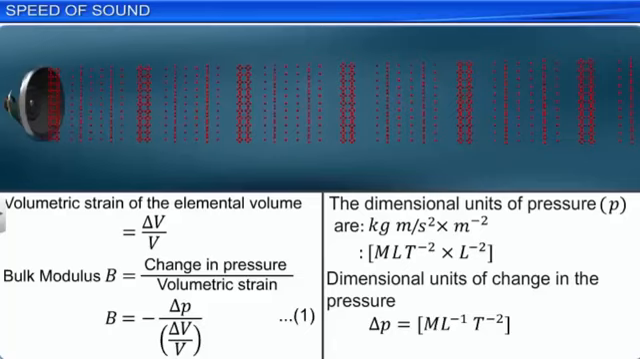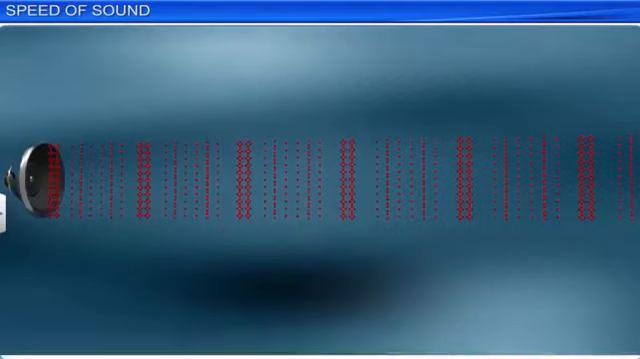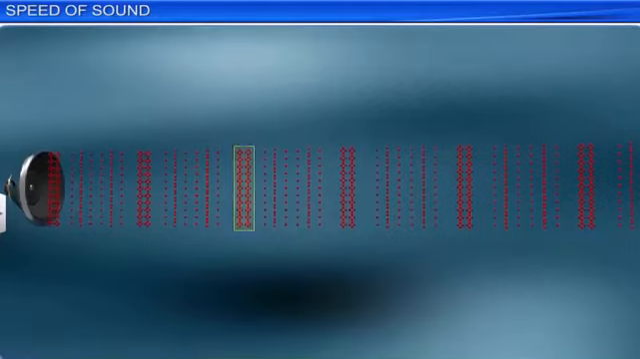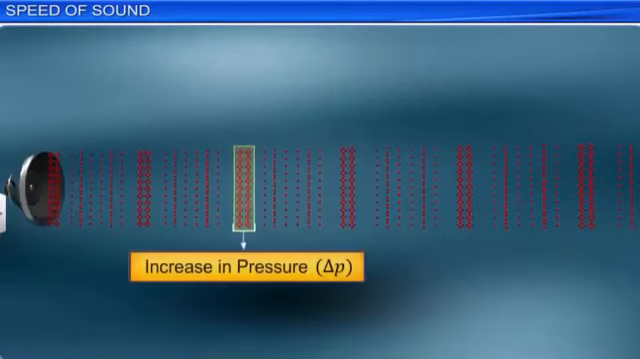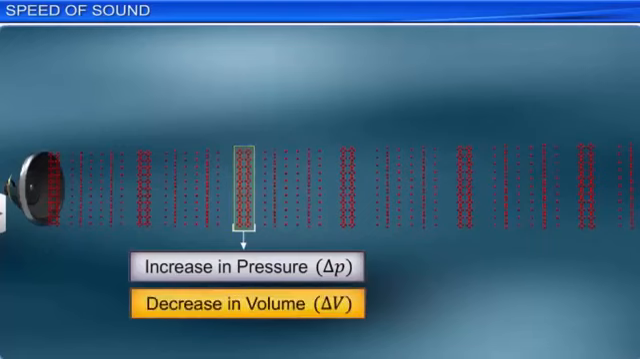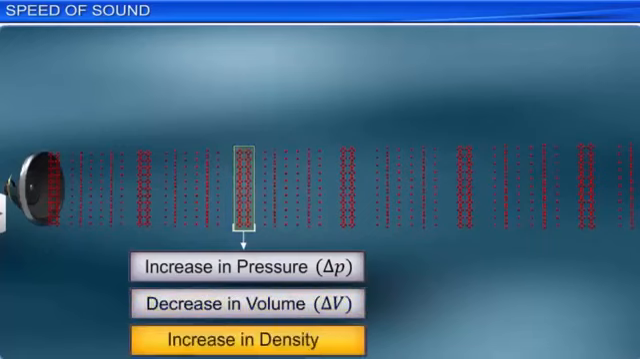In the region of compressions, there is an increase of pressure, delta P. There is a decrease in volume, delta V, and an increase in density. The dimensional units of density are kilogram per meter cube. That is, the product of M and L raised to the power of minus 3. Let this be equation 3.